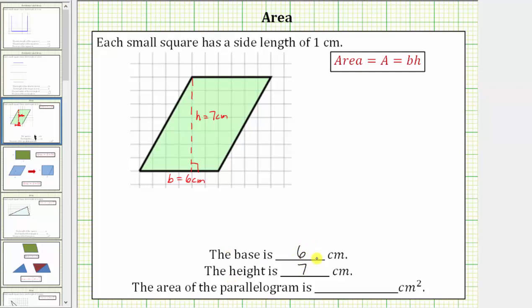Next, we are asked to determine the area of the parallelogram, which in this case will be the number of square centimeters that will fit inside the parallelogram. The area formula for a parallelogram is area equals base times height, which means for this parallelogram, the area A is equal to 6 centimeters times 7 centimeters, and because 6 times 7 is equal to 42, the area is 42 square centimeters. Exactly 42 square centimeters will fit inside the parallelogram.